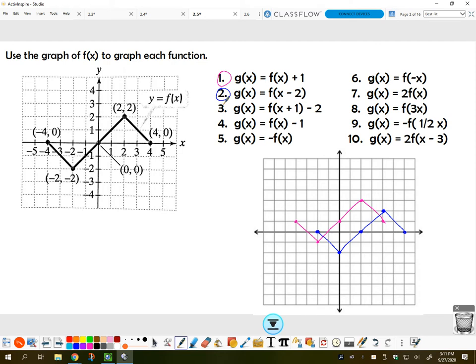All right, so next we're going to go to the left 1 and down 2. So negative 4, 0, left 1, down 2. We have a 2, negative 2, so left 1 and down 2. 0, 0, left 1, down 2. We are at 2, 2, left 1, down 2. And 4, 0, left 1, down 2. So if you are lost, I am taking the points from this picture and making these changes.